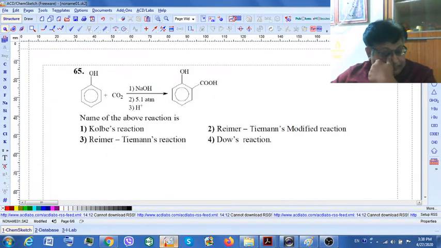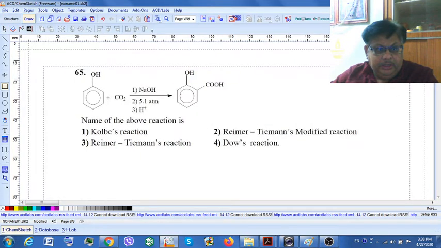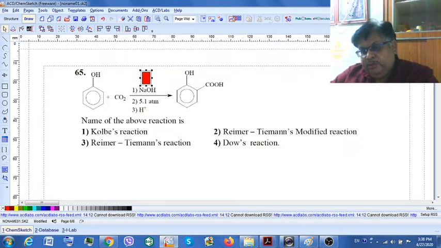Now, this is from the latest current test, and in question number 65, you see phenol here. I'll show it to you by a red square that will be a marker. Now, this is your phenol, and phenol is reacting with carbon dioxide in presence of sodium hydroxide. Basically, COOH is formed at ortho position here.